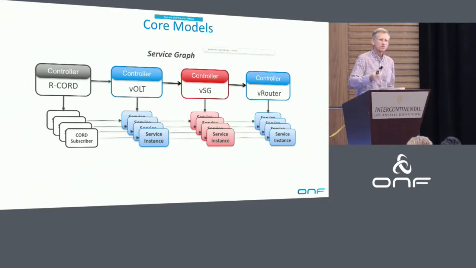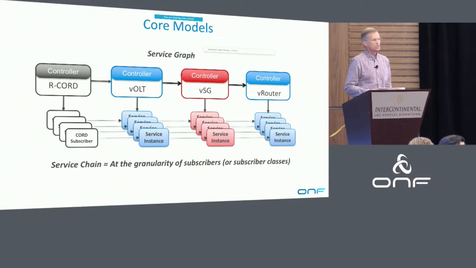And every time somebody turns on their home router, in the case of RCord, and they connect to the internet through Cord or through the XOS controller, then you get a service chain on behalf of that particular subscriber, or it could have been a class of subscribers that I wanted to give a similar set of resource behavior to.